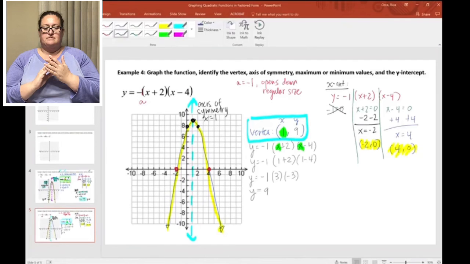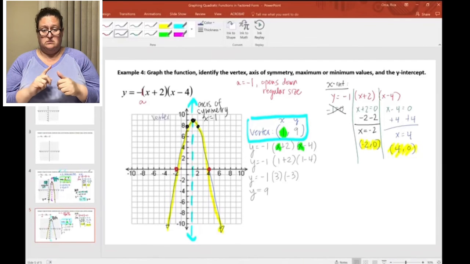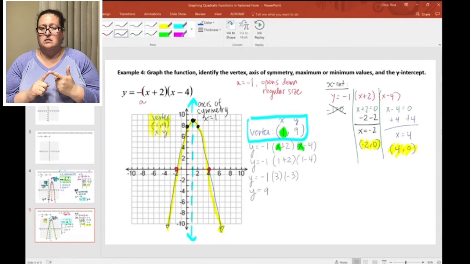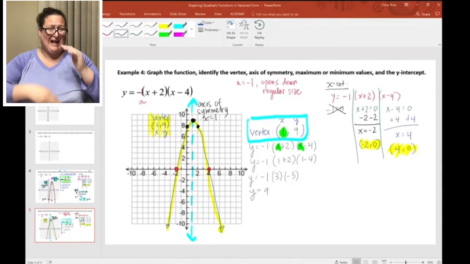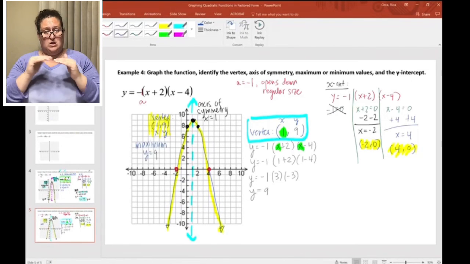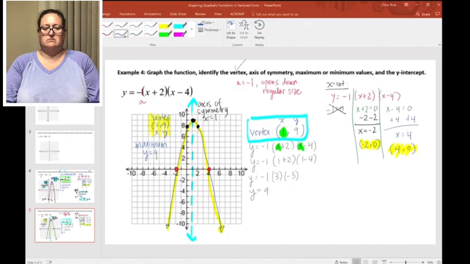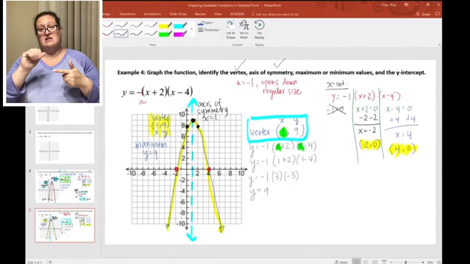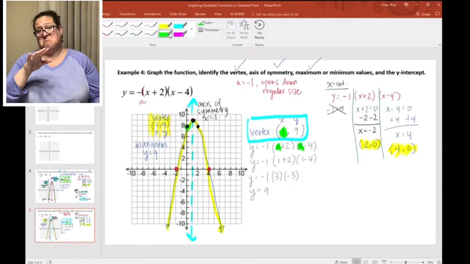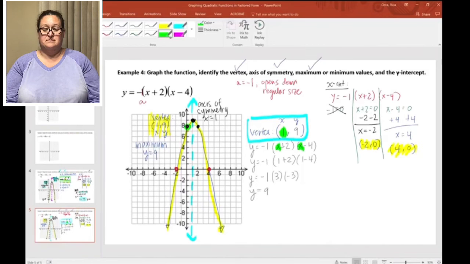Our vertex is at 1, 9. And because our vertex is the highest point, we know that we're going to have a maximum. A maximum at y equals 9. So the vertex is done, the axis of symmetry is done, we have a maximum, and the y-intercept is at 8. Okay, so we've covered everything.